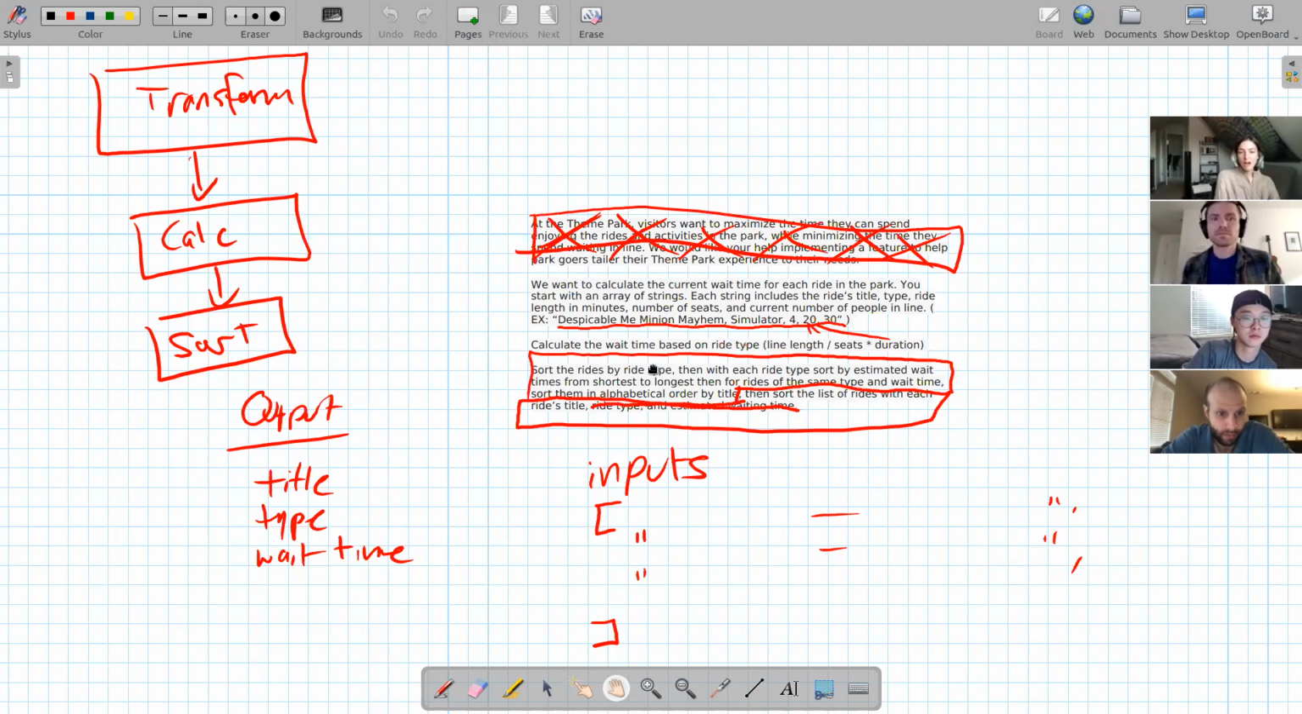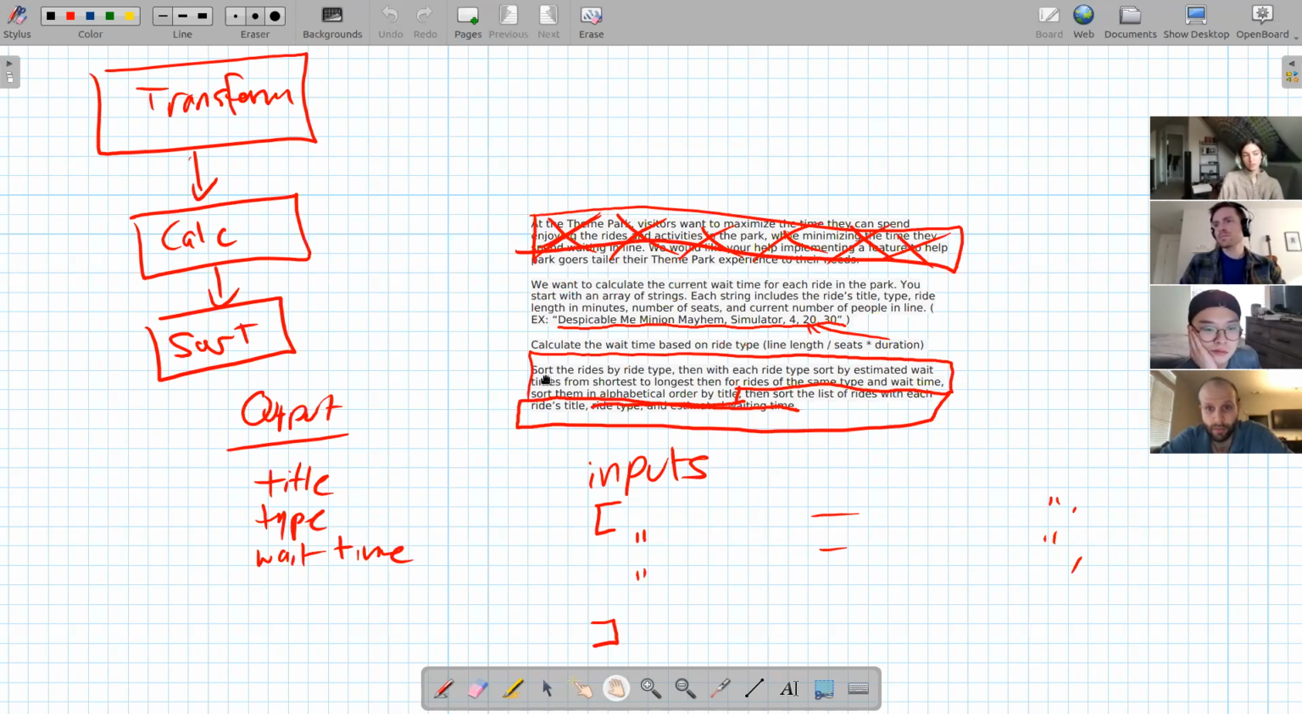So sort the rides by ride type and then sort by wait time. I read that as, all right, we get all of the things of this type and then this type and then this type. Within those, we're sorting by wait time. And then within those, if two things have the same wait time, then we go by title. Oh, okay. If two have the same, yeah. Exactly. So it's three. Did it specify shortest? Then for rides of the same type and wait time. Okay, yeah, I missed that part.